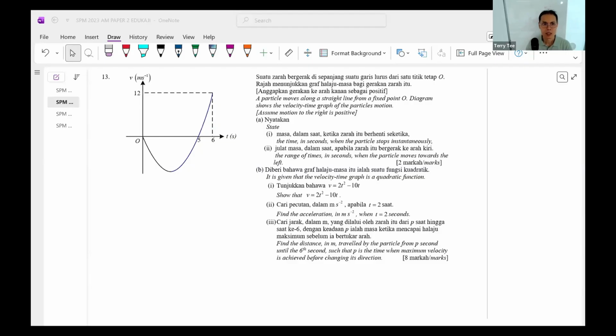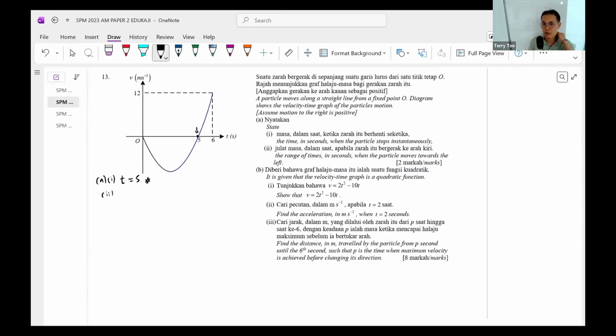Continue. All right, this is Form 5, Chapter 8, Kinematics of Linear Motion. You're given a graph of velocity against time. A particle moves along a straight line from point O. Diagram shows the velocity time graph. State the time when it stopped instantaneously. Now, particles stop instantaneously when the velocity is 0. Now, velocity is 0 here. Can you see at this point? They say state. That state, no need to work out, just write when t is 5. That's all, 1 mark.